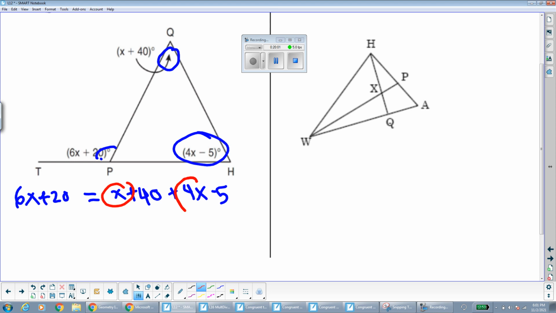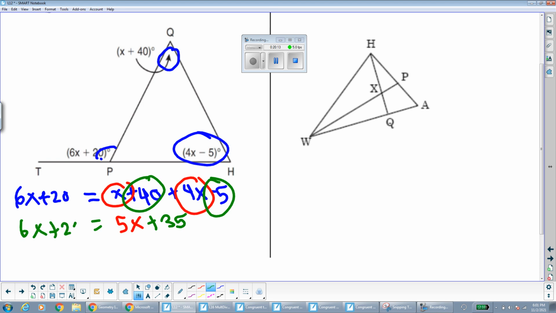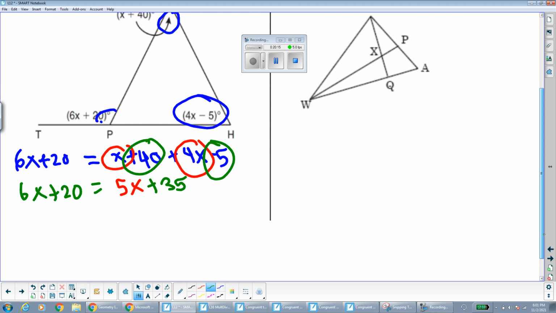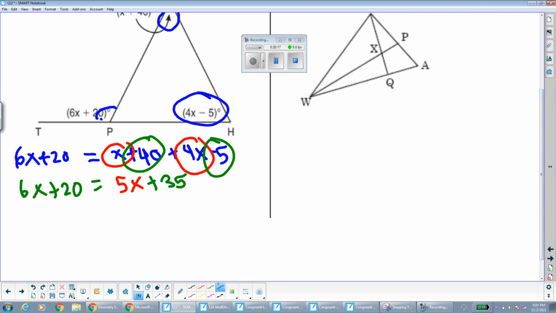Here we have, that's 5x, 40, and minus 5, that's 35. That's equal to 6x plus 20. We didn't do anything there yet. Okay, I'm going to subtract 5x from both sides. So I'm left here with x plus 20 is equal to 35. And then I'm just going to add 20 to both sides, and I get x is equal to 55.